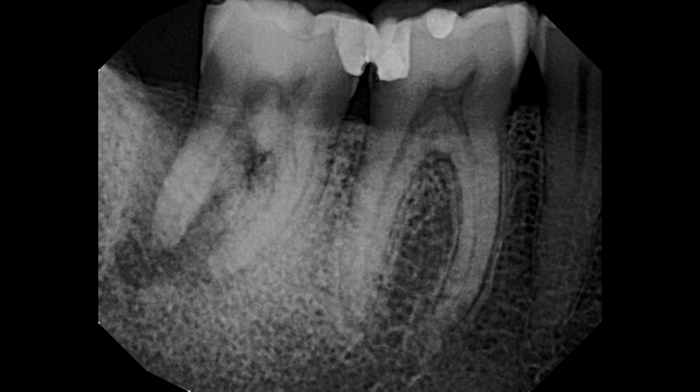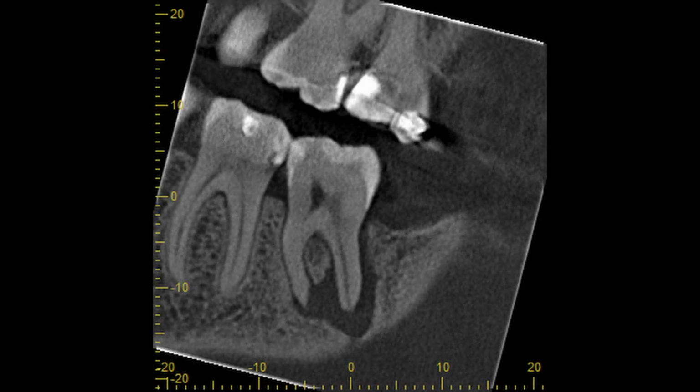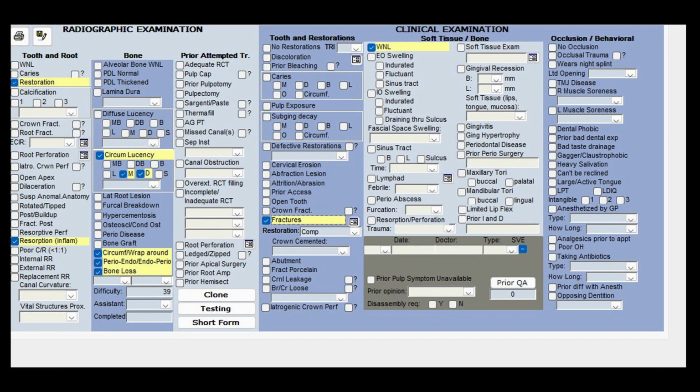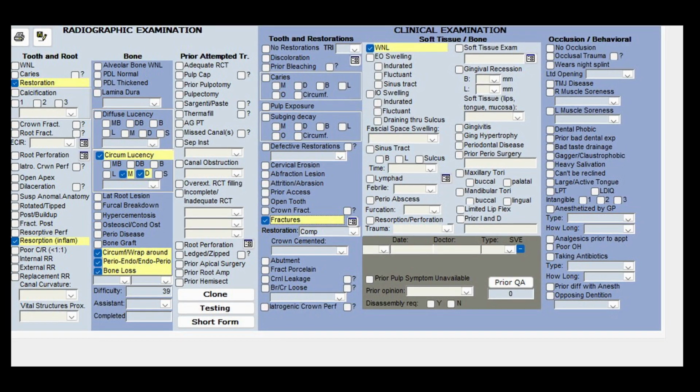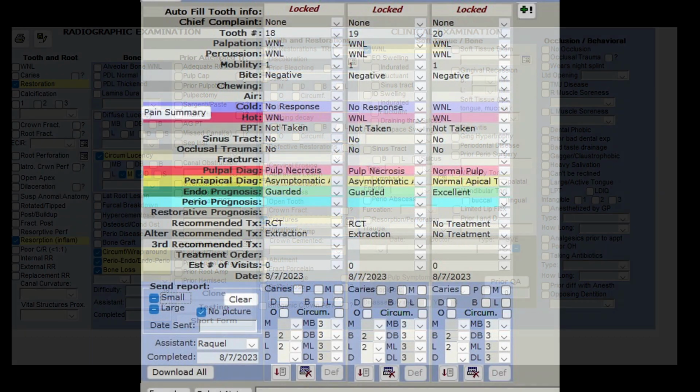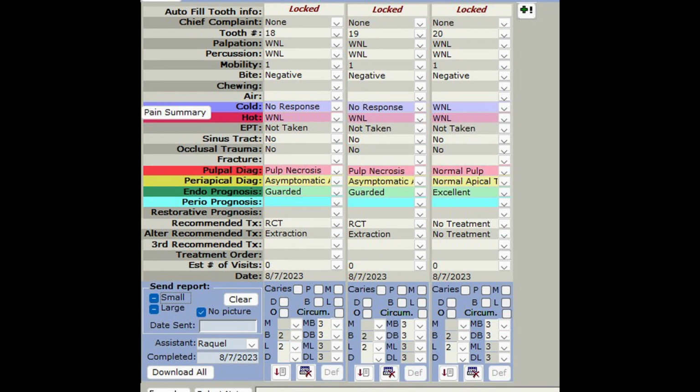It's a lower second molar with a large periapical lucency, and Reed's diagnosis form indicates a large restoration and lucencies around both the mesial and distal roots, and he makes note of a probable fracture. His MTI testing form indicates negative for symptoms, and there is no chief complaint. The diagnosis is necrotic pulp and asymptomatic apical periodontitis with a guarded prognosis and an alternative treatment of extraction.